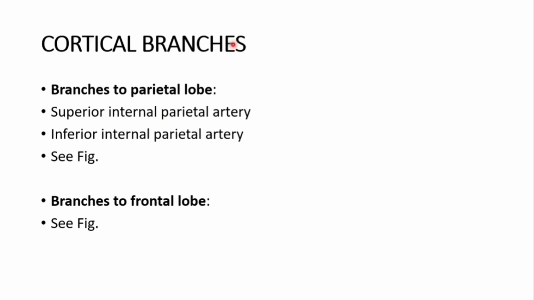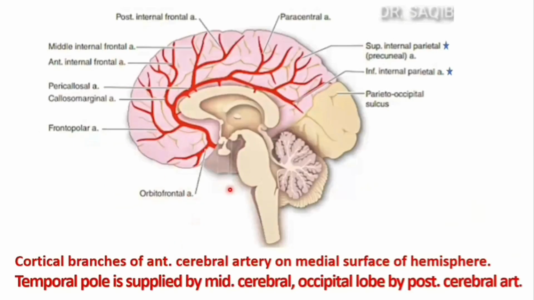So the cortical branches of the anterior cerebral artery: branches to the parietal lobe are the superior internal parietal and the inferior internal parietal, and branches to the frontal lobe. You can see from the picture. Let me show you. See this, these are the cortical branches of the anterior cerebral artery on the medial surface of the hemisphere. These are the parietal branches, superior internal parietal, the precuneal artery, and the inferior internal parietal artery. You could see the two branches, right? These are the cortical branches of the anterior cerebral artery to the parietal lobe, right?